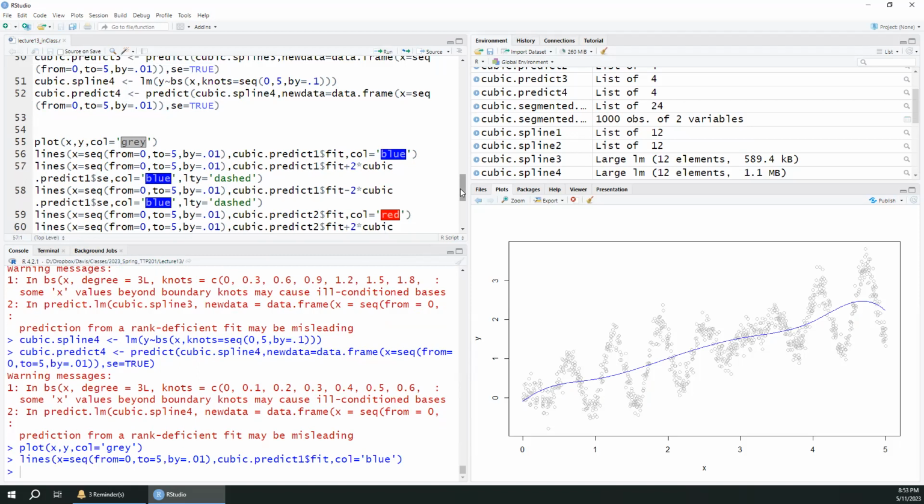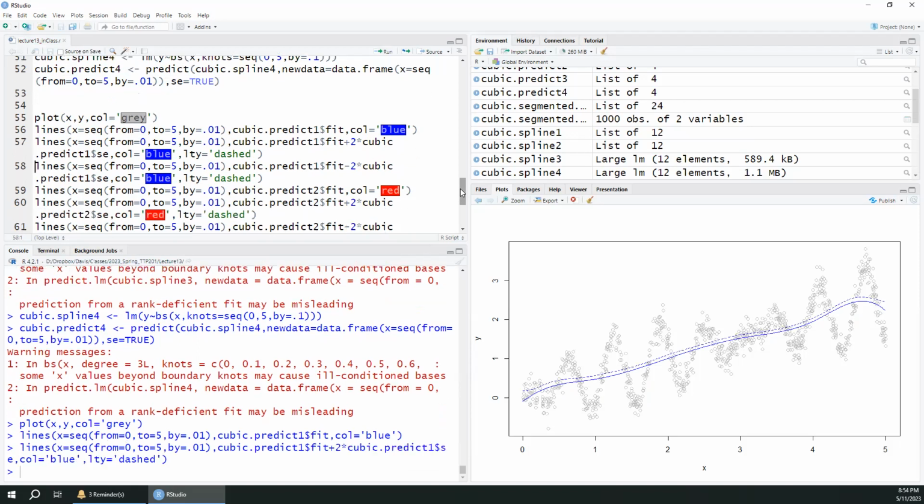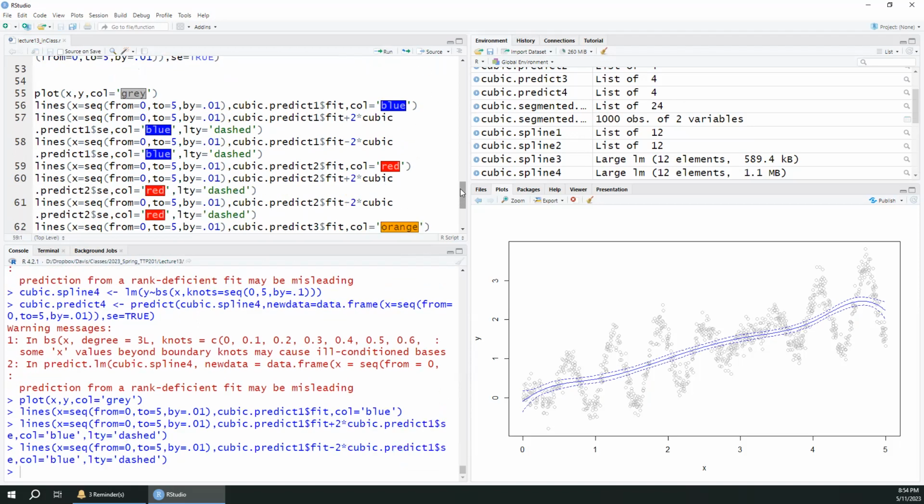And that is the fit when essentially you're having a cubic spline with 4 breakpoints. And the error or the dashed lines around that indicate the confidence intervals of our mean fit values.